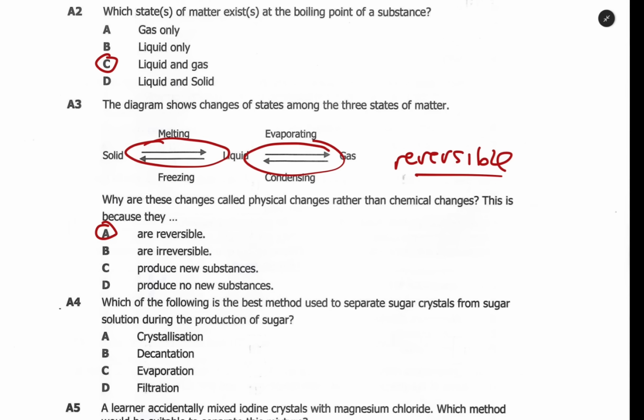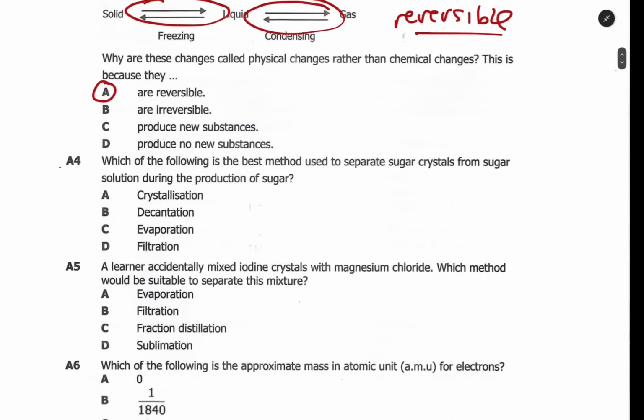But in this case, we go for the diagram that is given, what we are able to see. The fact that we have not been given what a chemical change is, or examples, we are going to choose A to be the best answer, because they are asking why these changes, solid, liquid, gas, are called physical change rather than chemical change. That is the reason why we conclude that the answer is A.